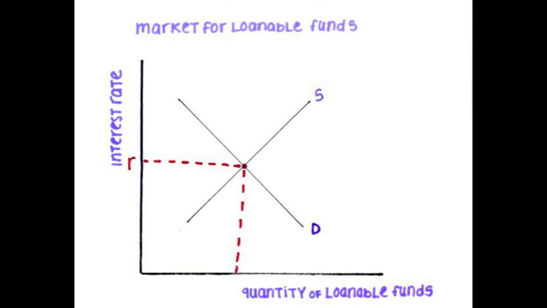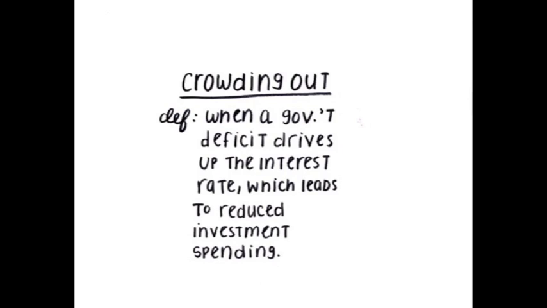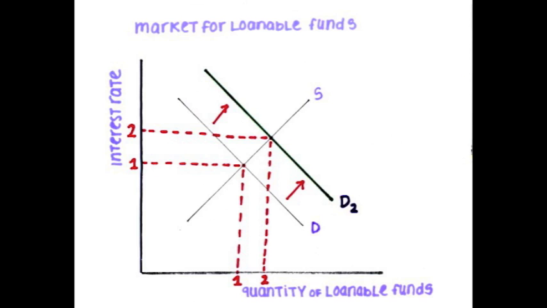The equilibrium interest rate is consistent with the intersection of demand for loanable funds and the supply of loanable funds where real GDP equals potential output. Finally, let's talk about crowding out. What is this? Well, crowding out occurs when a government deficit drives up the interest rate, which leads to reduced investment spending. How does this affect the loanable funds market? Well, this means the demand on the loanable funds market graph increases.